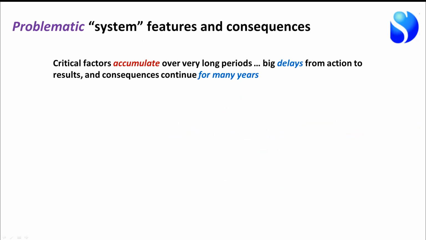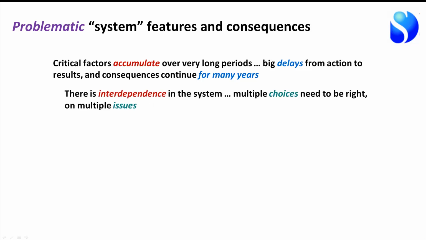But that system has got a number of features that actually make life difficult. So the first thing to recognize is that critical factors accumulate over very long periods of time indeed. So if we were to start constructing better roads today, for example, it may be many years before a road network to a particular region's border crossings is actually complete and people can start using it. So you get big delays from the actions that you're taking to the results, and the consequences continue for many, many years. You know, that once that road network exists, it will continue to support trading activity for a very long time.